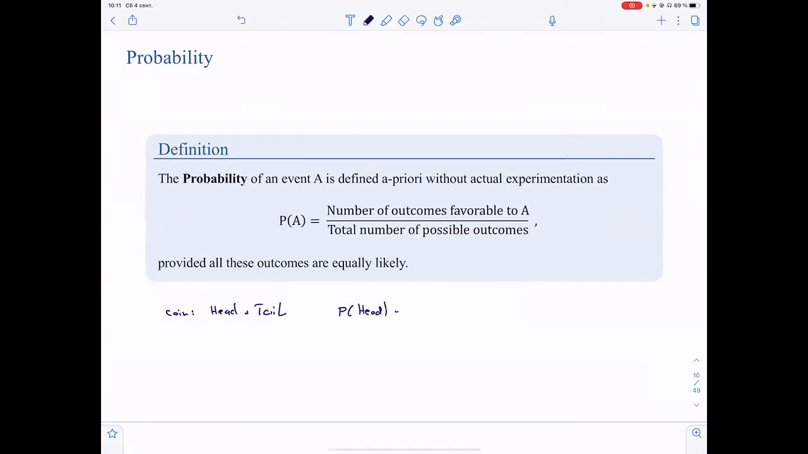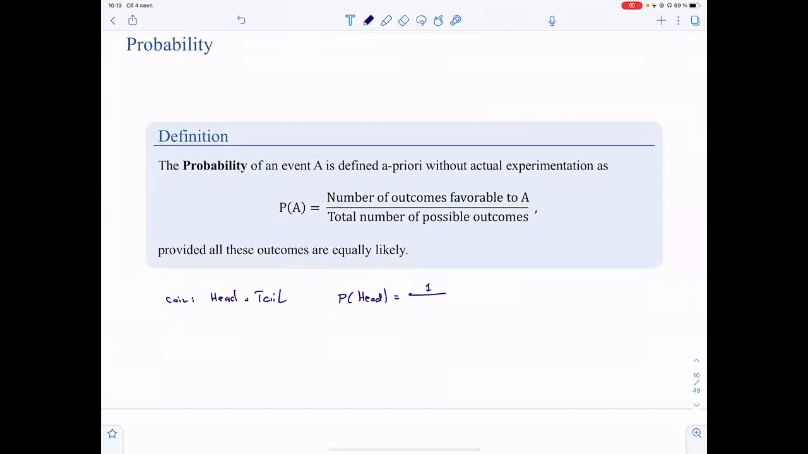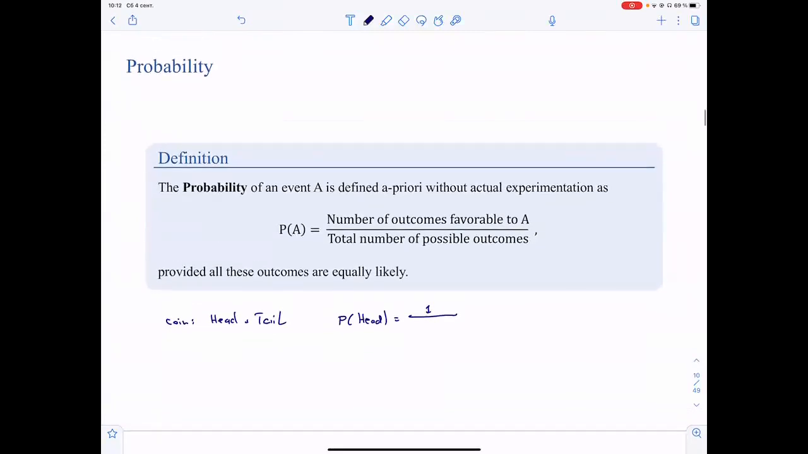Well, if you say that your coin is fair and not biased, then you have only one good outcome, because your outcome is head. So you have only one outcome that satisfies you. And what is the total number of possible outcomes? Well, head or tail, so 2. And this is the reason why the probability of head appearing when a fair coin is tossed is 1/2.